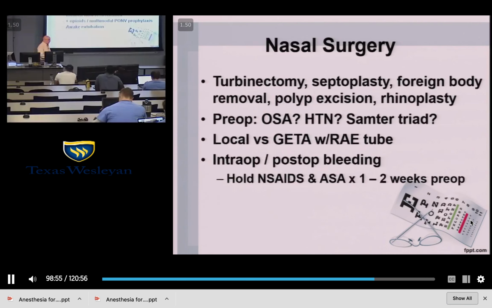Okay, let's talk about nasal surgery. Nasal surgery can include any of these that I put up there, turbinectomy, septoplasty, so on and so forth. And so you have to be aware of these patients, and obviously all patients, we need to know whether they have sleep apnea or not. Maybe they have hypertension. They might even have Samter triad.